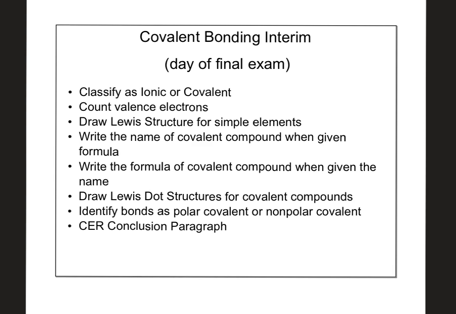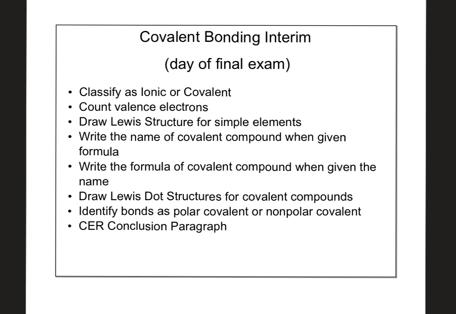So if you have something with 4 valence electrons, you're going to put 4 dots around that element symbol. Write the name of covalent compounds given the formula, so using the prefixes, drop the ending, add IDE. Write the formula when given the name, so using the prefixes to write subscripts, or those little numbers. Draw Lewis structures for covalent compounds, so this is where we do the bonds.